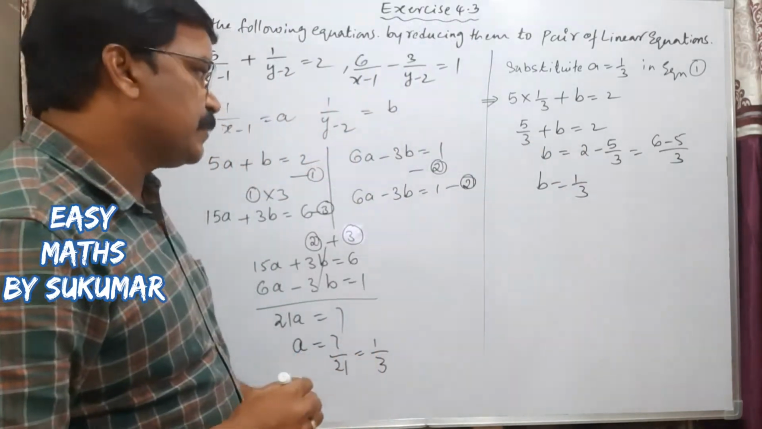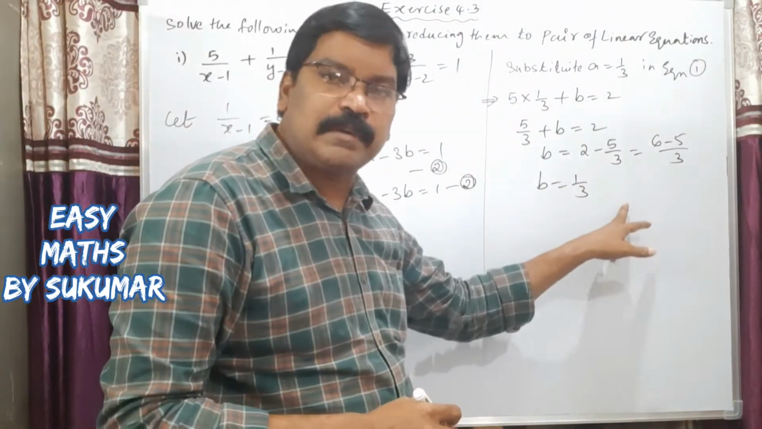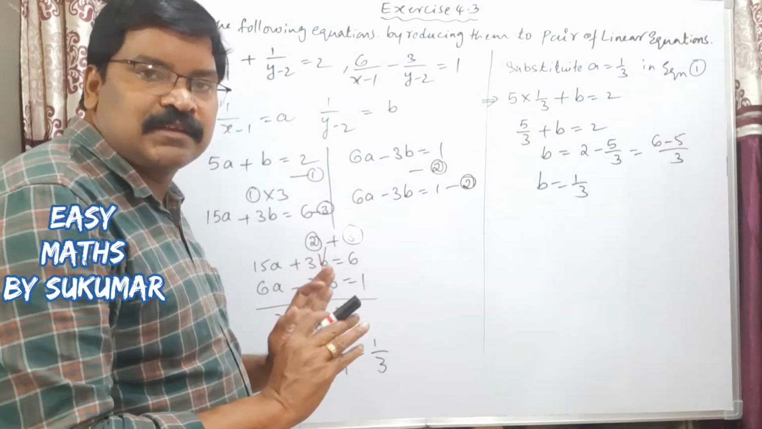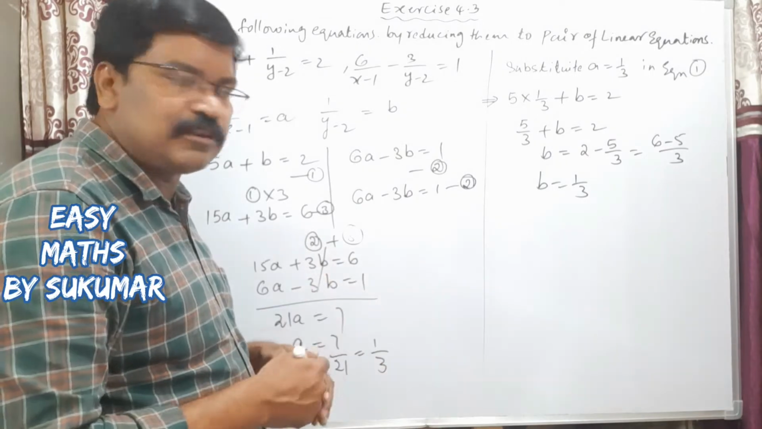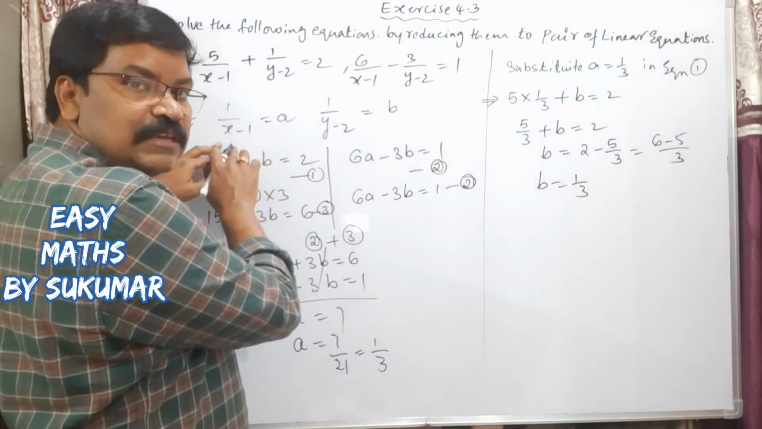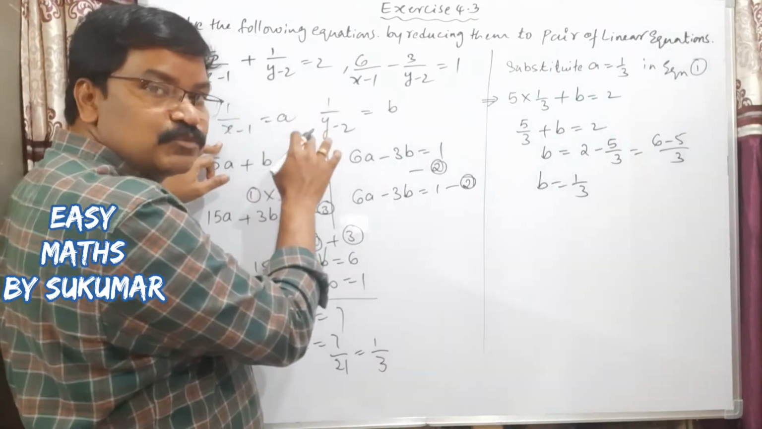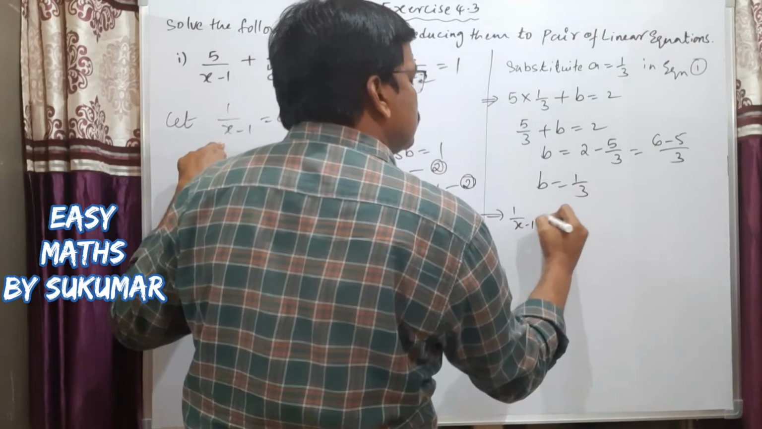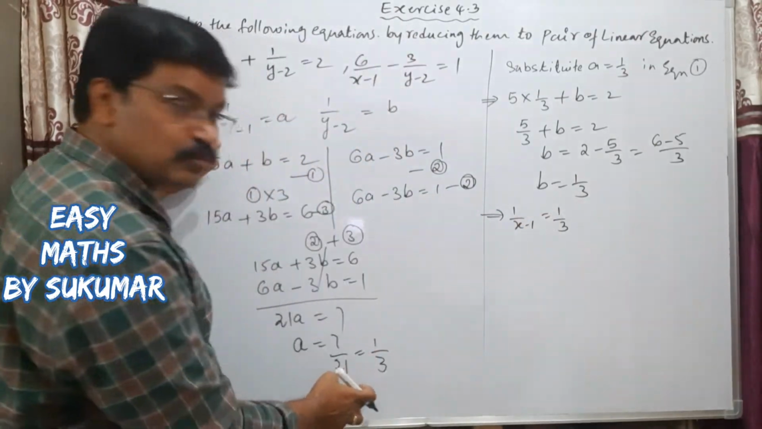Okay. See, my dear students, here this b is equals to 1 by 3. a is also equals to 1 by 3. But these are not the required values. Actually, a means what? What is a here? 1 by x minus 1 is equals to a. That means this 1 by x minus 1 is equals to 1 by 3.